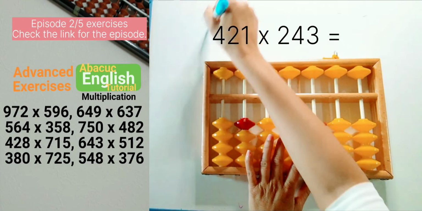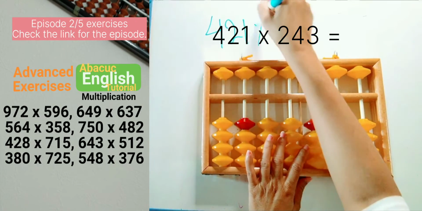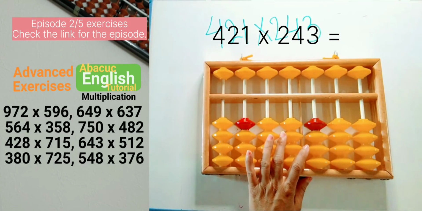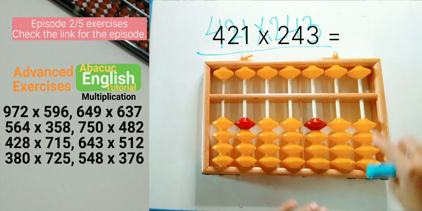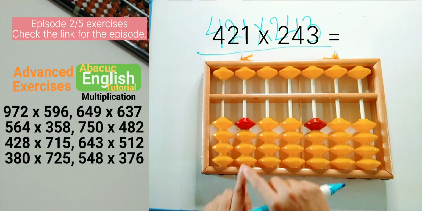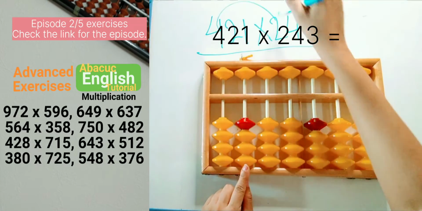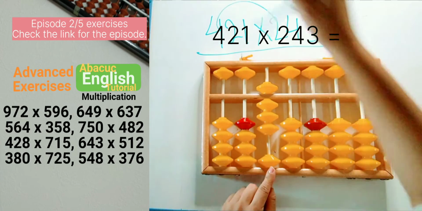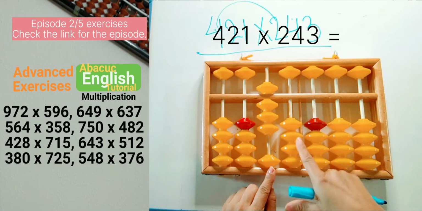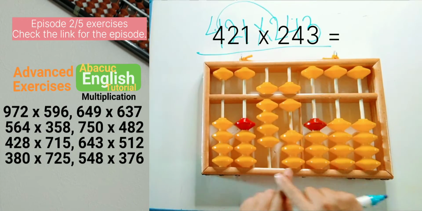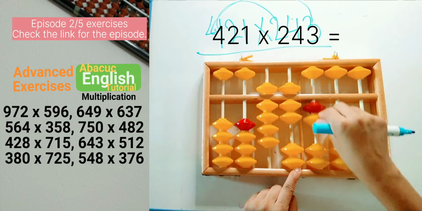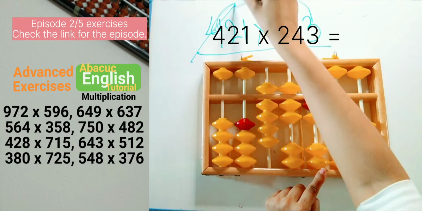Second question is 421 multiplied by 243. 6 digits, 1 2 3 4 5 6, starting from this rod. 4 2s are 0 8. Change. 4 4s are 16, 1 6 16. Change. 4 3s are 12, 1 2 12, 1 and 2. Change. We finished 4 here.